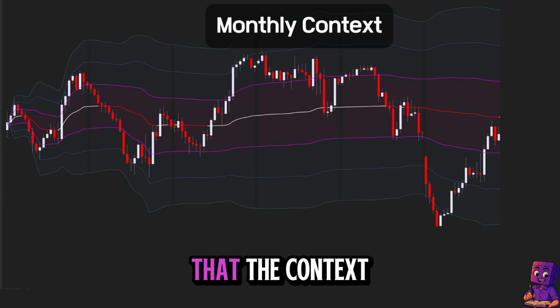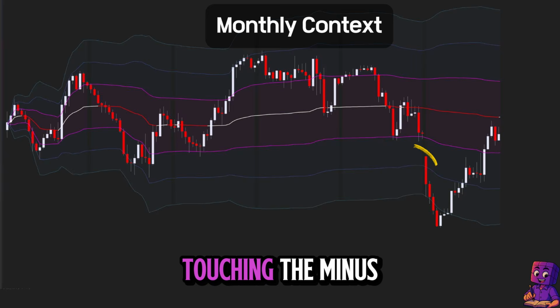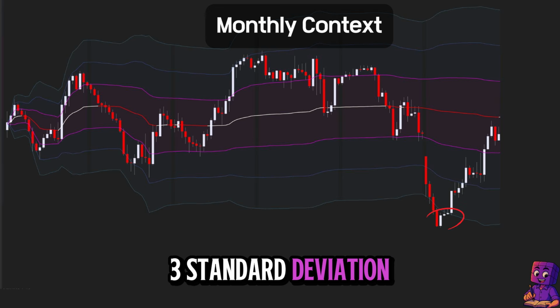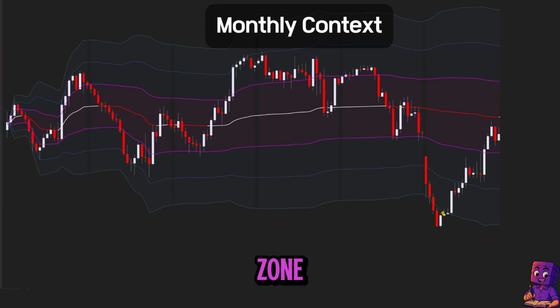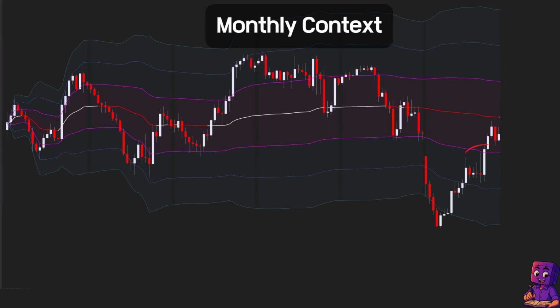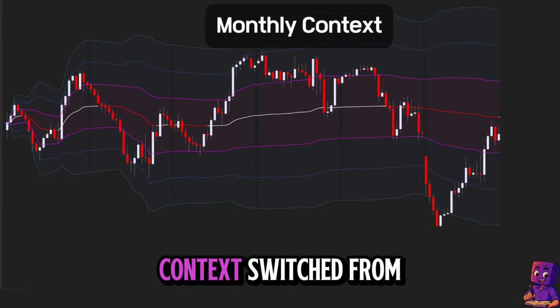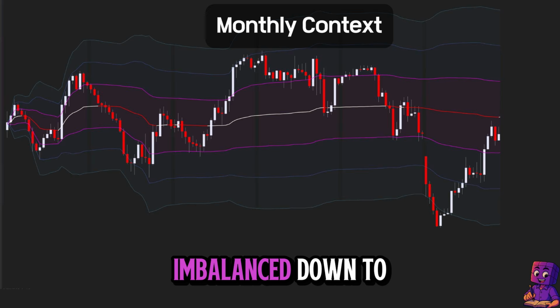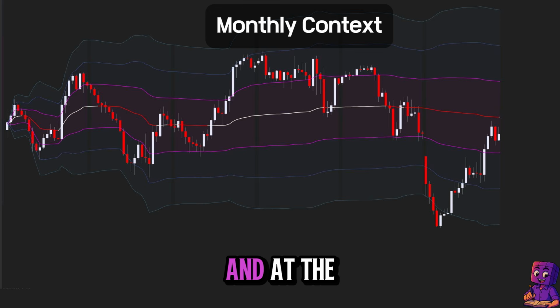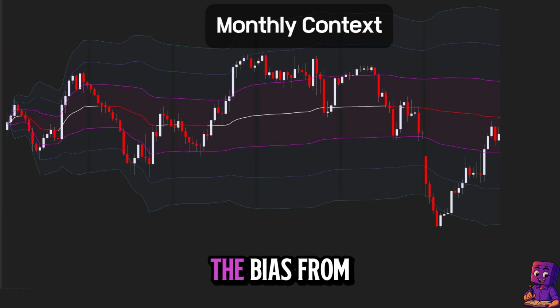We can observe that the context was strongly imbalanced to the downside, touching the -3 standard deviation and using it as a reversion zone. Price retested the -1 standard deviation. Sellers tried to defend it but didn't manage. Price broke the -1 standard deviation, and now the context switched from imbalanced down to balanced. At the same time, we also switched the bias from bearish to bullish.